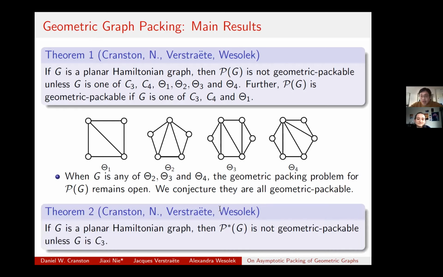And here is our second result. If G is a planar Hamiltonian graph, then the packing problem for P star of G is completely solved. Basically, it is not geometric packable unless G is the triangle, and P star of C3 is geometric packable due to the existence of Steiner triple systems.